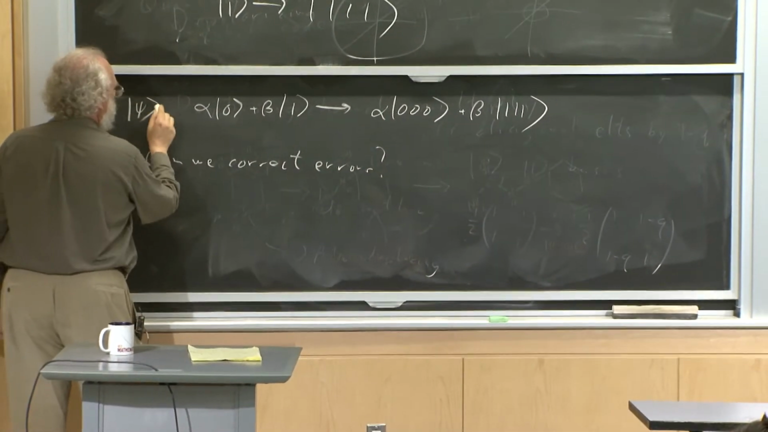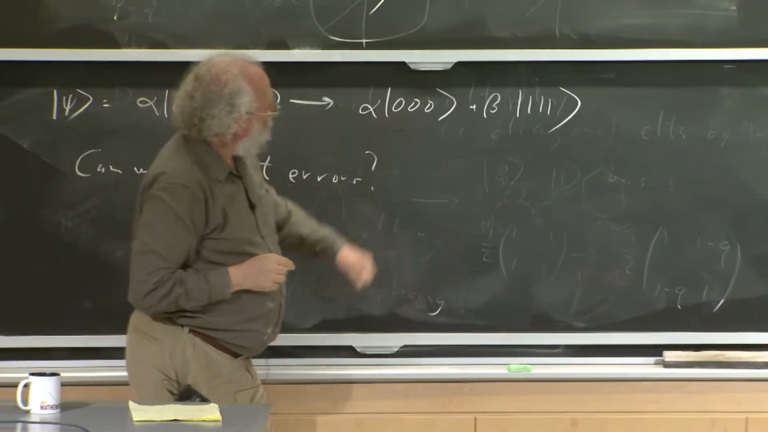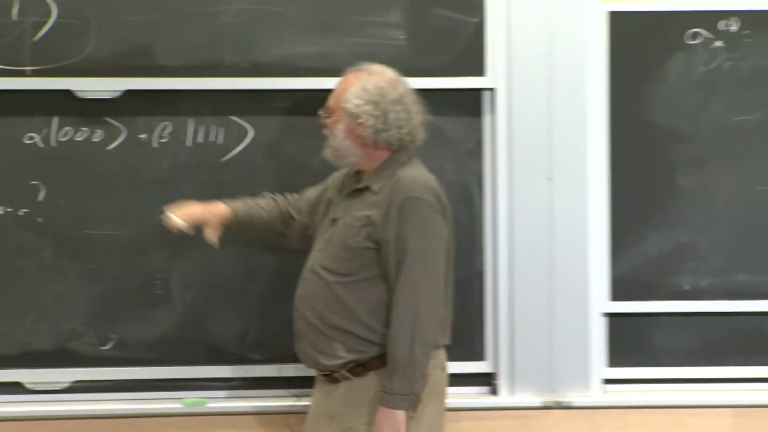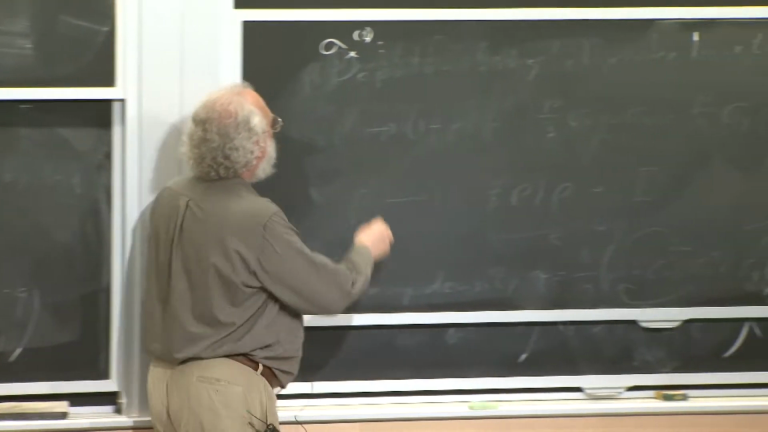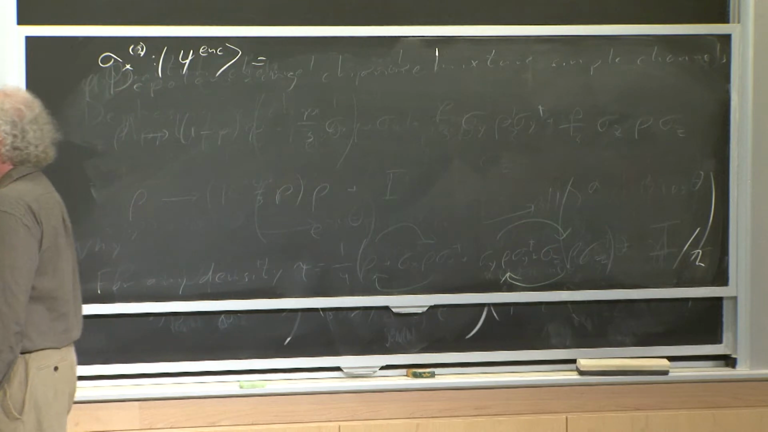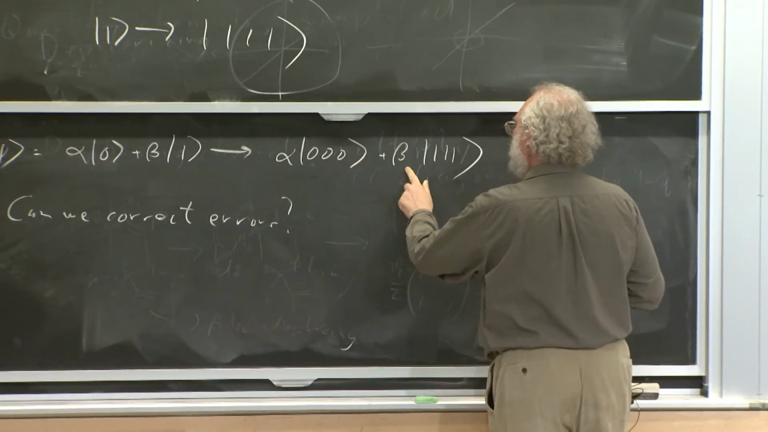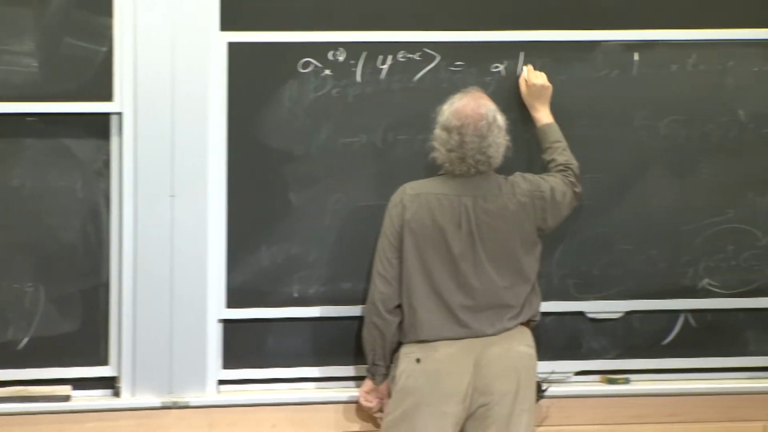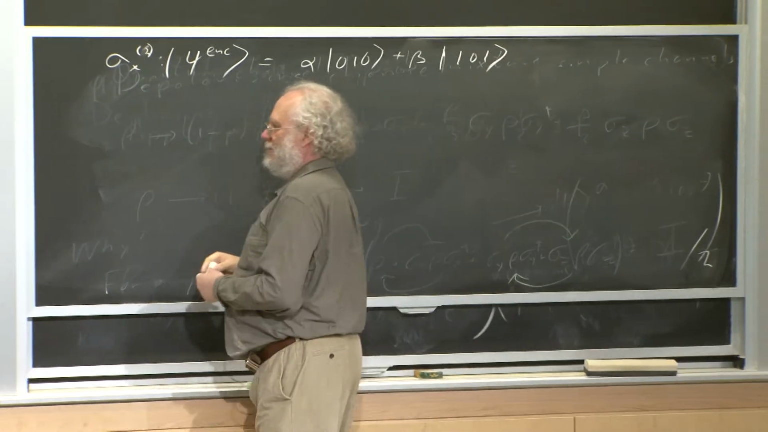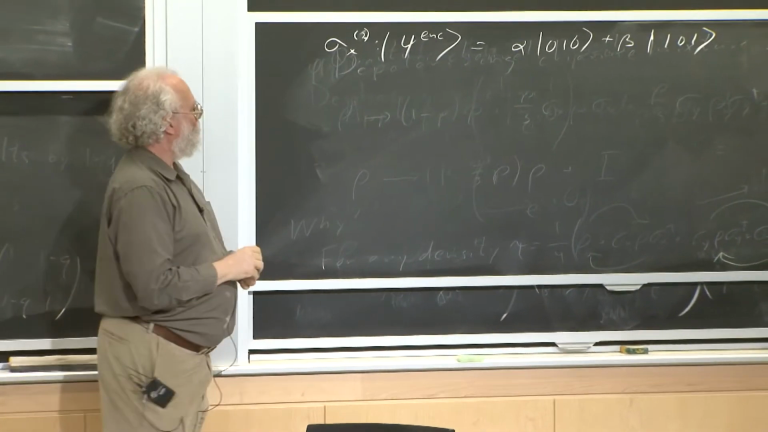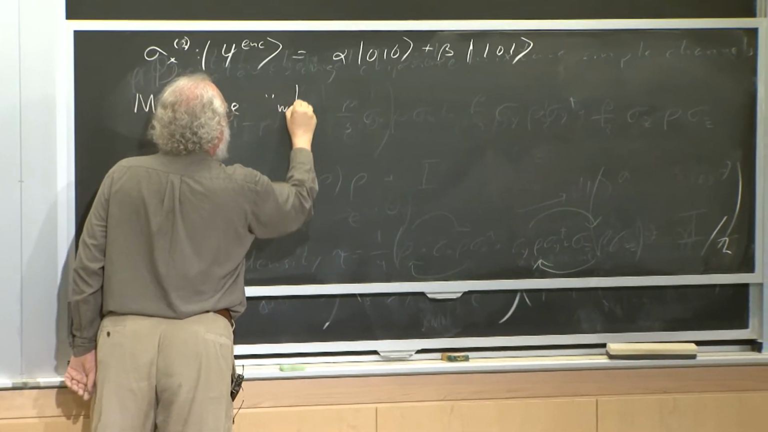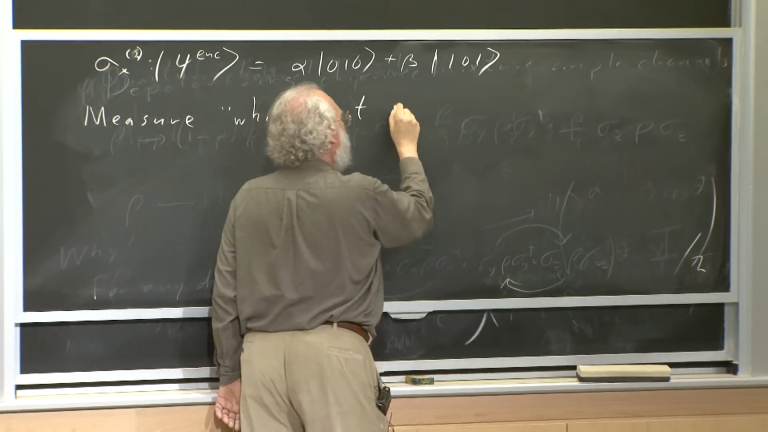Psi. And so let's apply a sigma x error to the encoded psi on the second bit. So psi encoded is equal to alpha 0, 1, 0 plus beta 1, 0, 1. So can we correct this? Well, you can correct it, measure which bit is different.